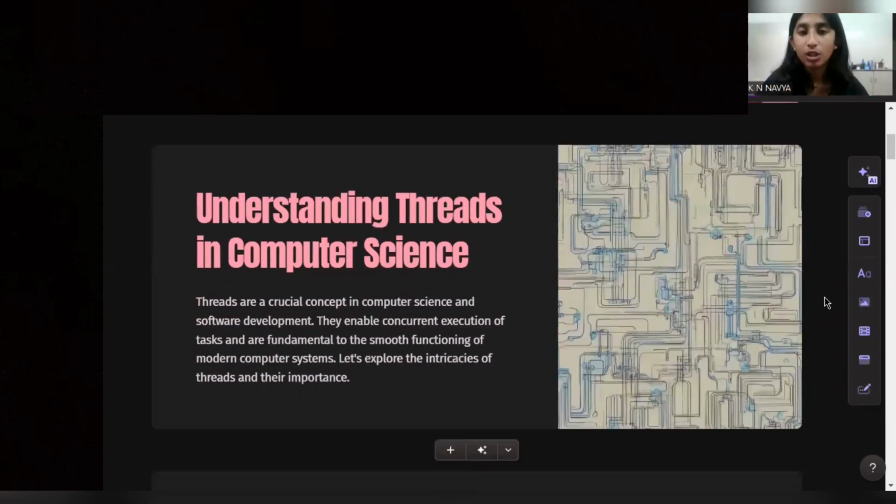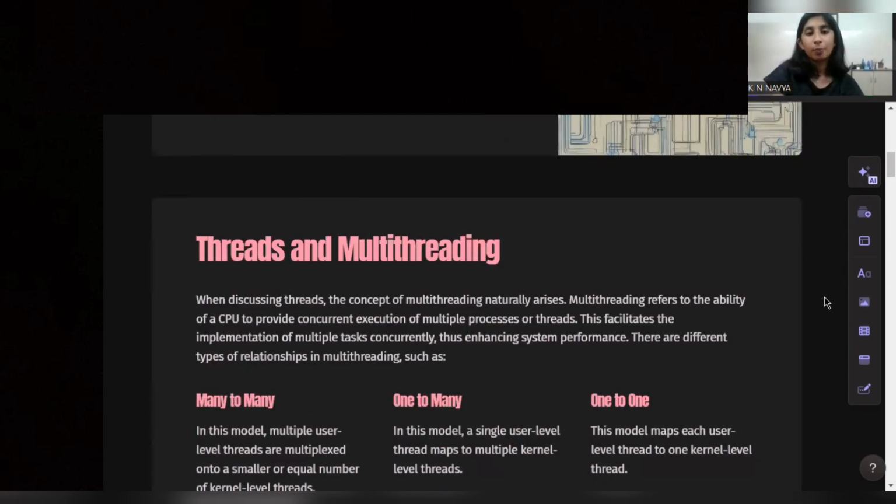Let's understand what are threads in computer science. Threads are a crucial concept in computer science and software development. They enable concurrent execution of tasks and are fundamental to the smooth functioning of modern computer systems. Now let's explore threads more.